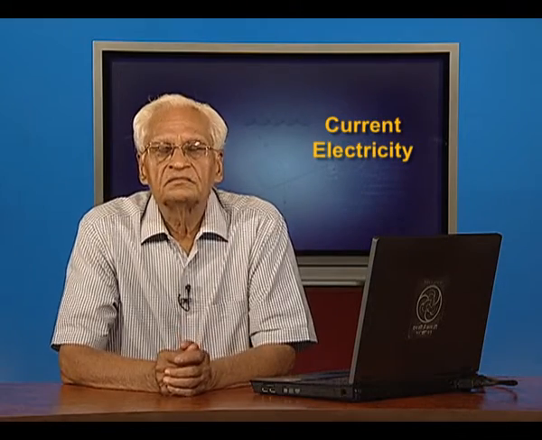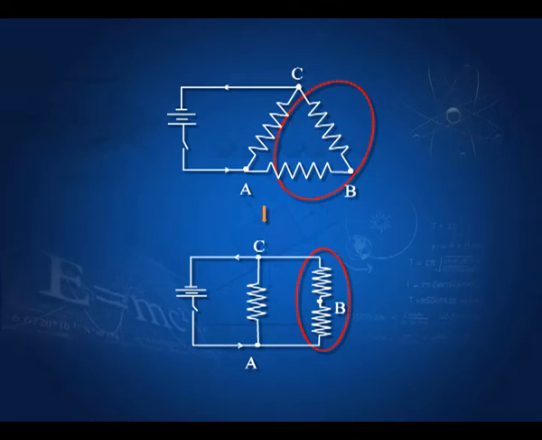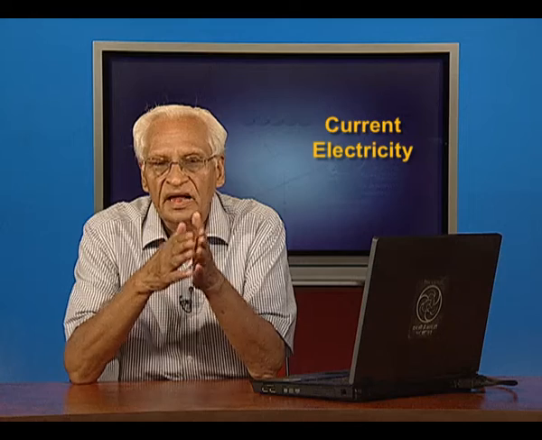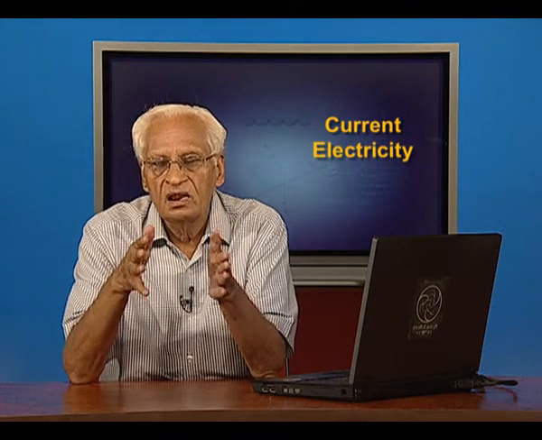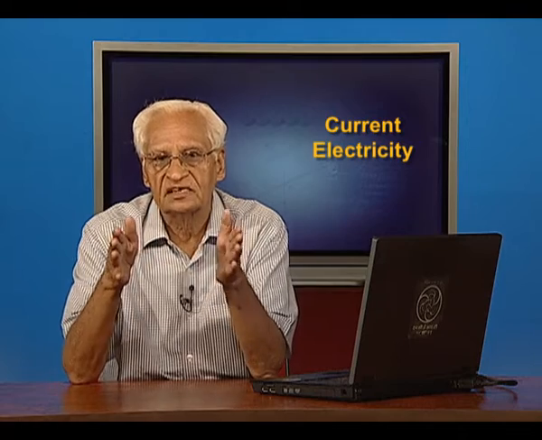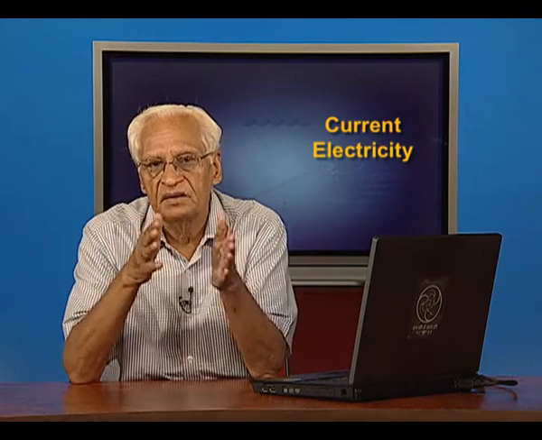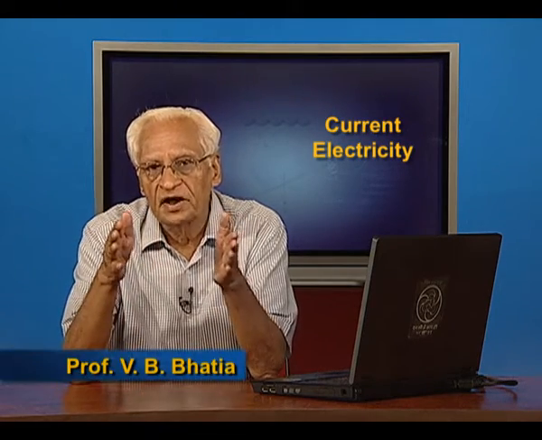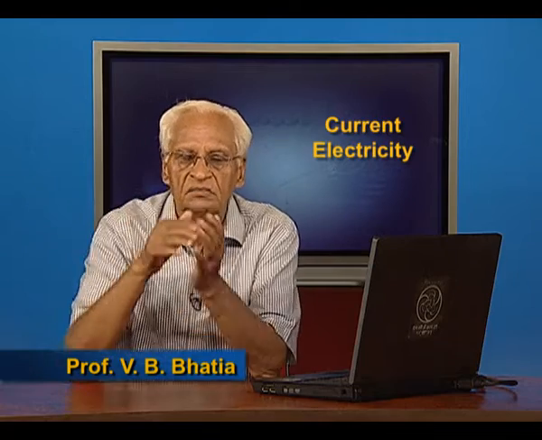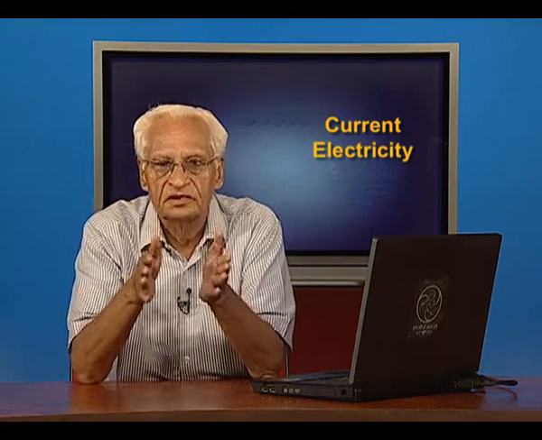In the last lecture, we discussed series and parallel combination of resistances and also series, parallel and mixed combinations of cells. We defined the EMF of a cell and we also defined the potential difference across the terminals of a cell when current is flowing.